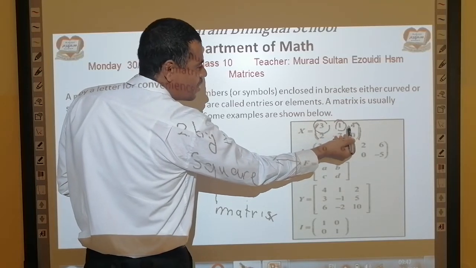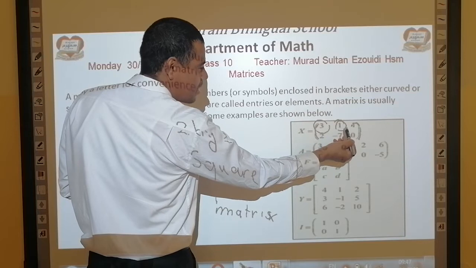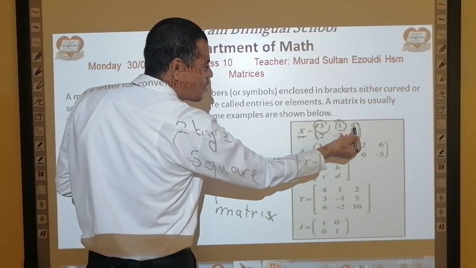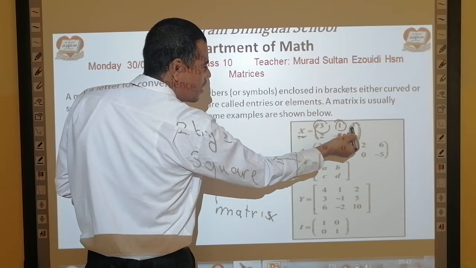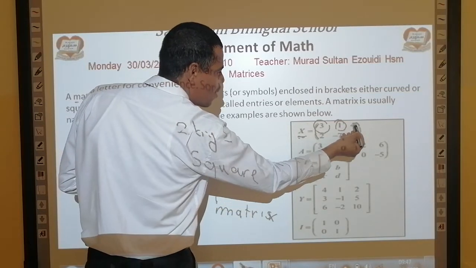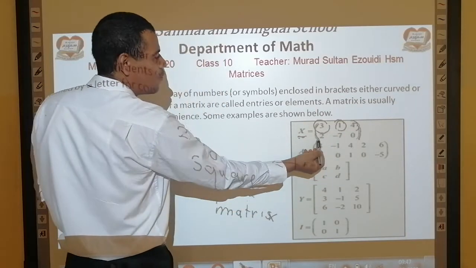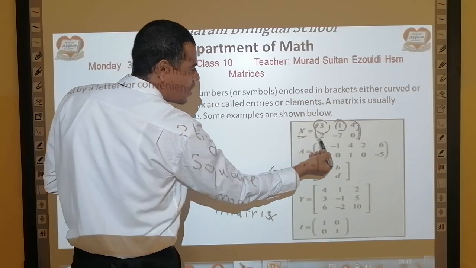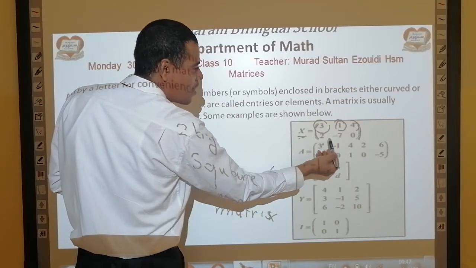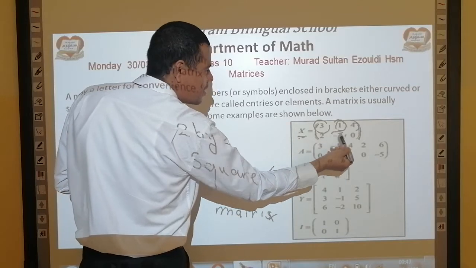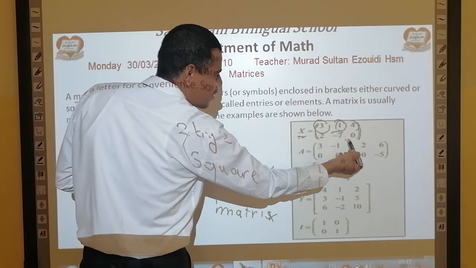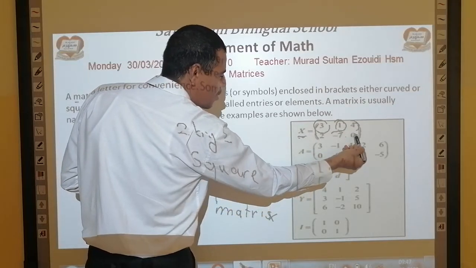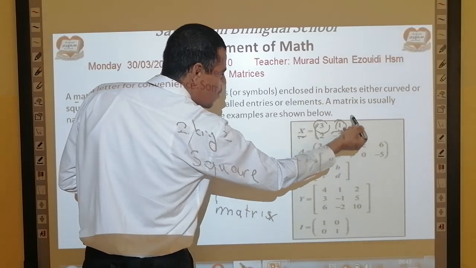The value of the entry in my matrix X is 4. What is the position of this number 4? It is in the first row, third column. Then 2 is the value on the second row, first column. Then -7 is on the second row, second column. And 0 lies on the second row, third column.